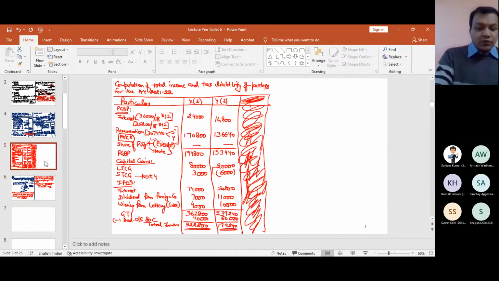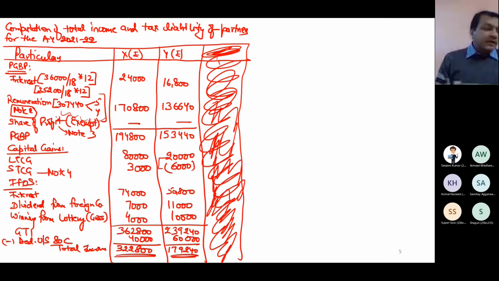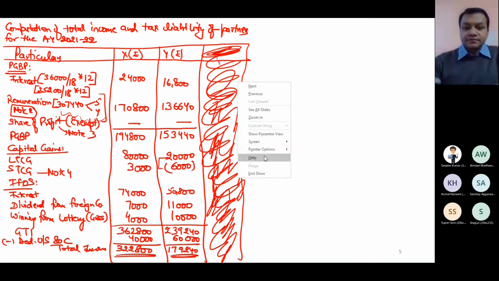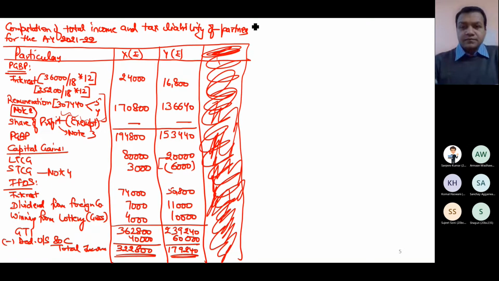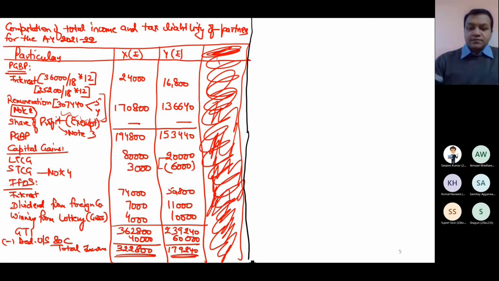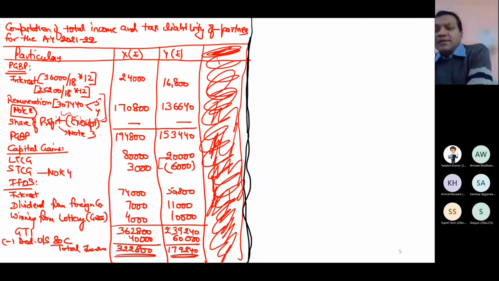Now the question is not yet over, and now we have to compute the tax of partners. So computation of tax liability of partners. So I am continuing the same column.